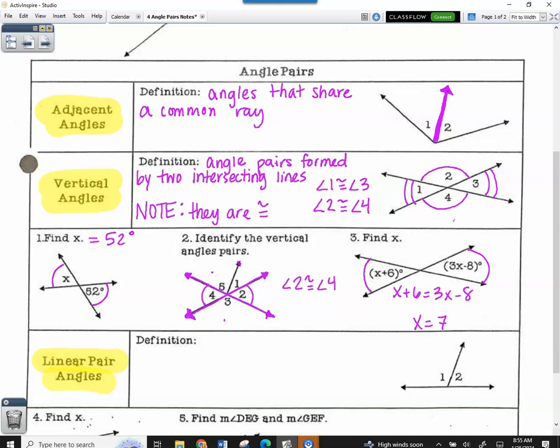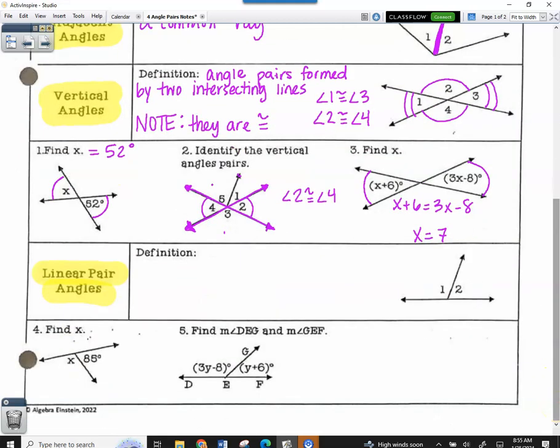Did you get 7? Does anybody need to see that part worked? Are you good?